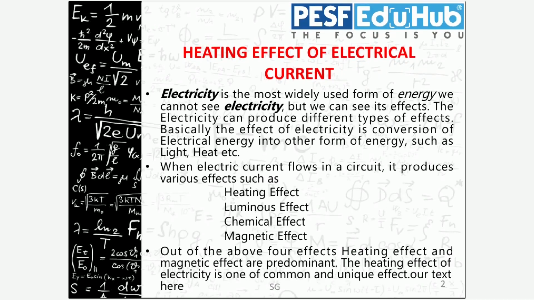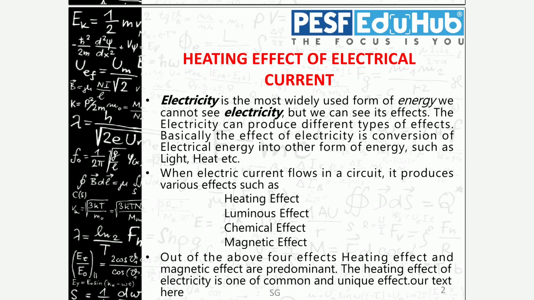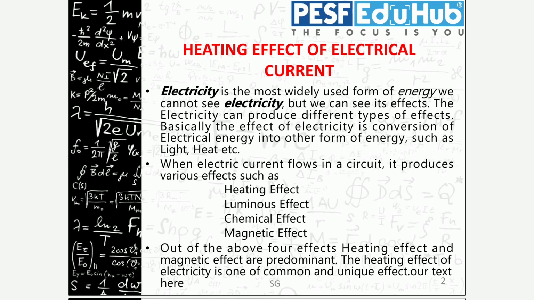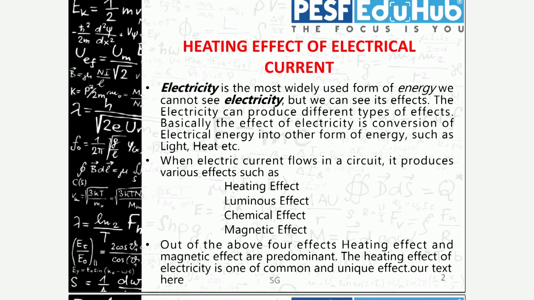The first point, we already know electricity is the most widely used form of energy. We cannot see electricity, but we can see its effect. Basically there are four important effects of electrical current. The first one is the heating effect. The second one is the luminance effect, which is the lighting effect. The third one is the chemical effect, for example battery charging and discharging. The fourth one is the magnetic effect. Of these four effects, only two are very important for us: the heating effect and the magnetic effect. So in this video we are discussing the heating effect of electrical current.